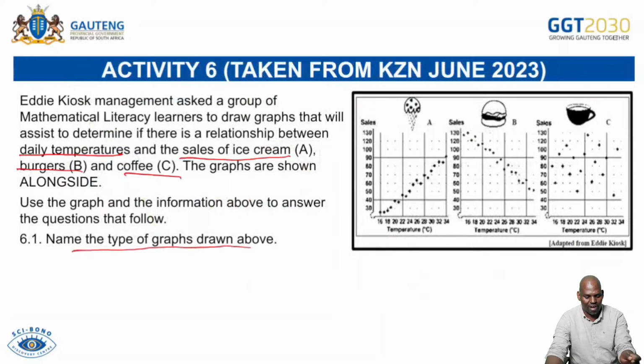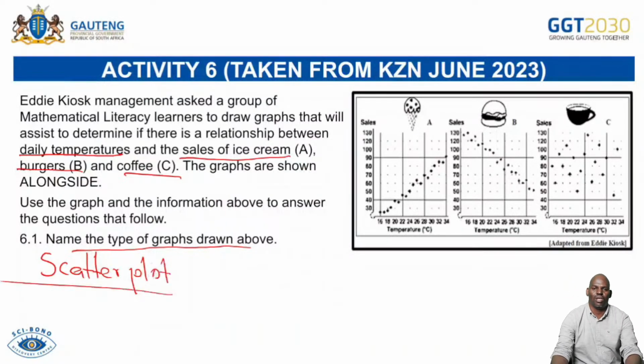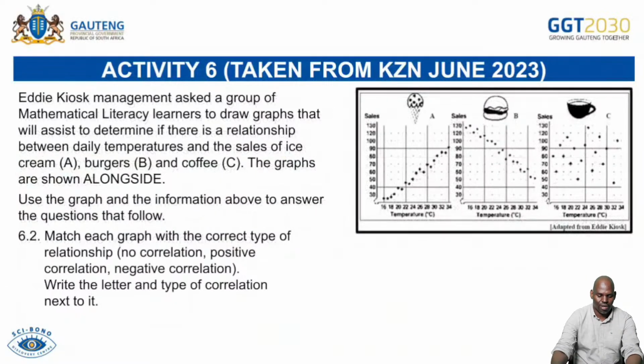Use the graph and the information above to answer the questions that follow. Name the type of graph drawn alongside. Okay, we started with the different types of graphs. You should know this one. So this one is a scatter plot. Okay, easy, scatter plot.